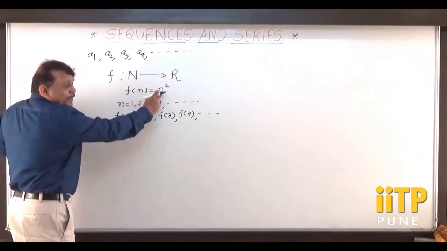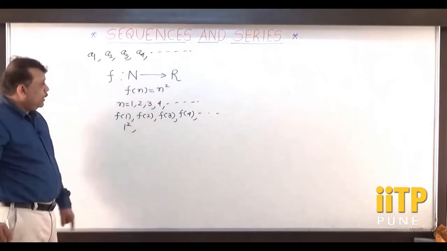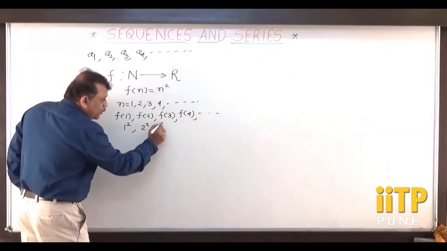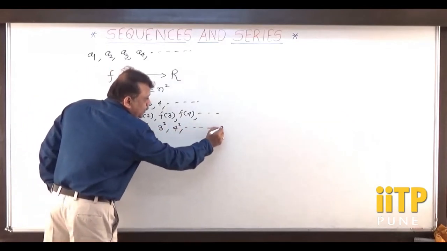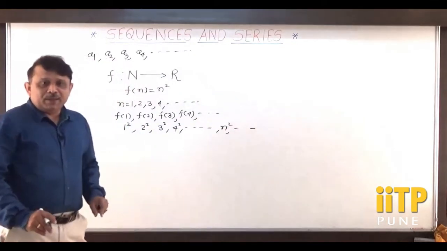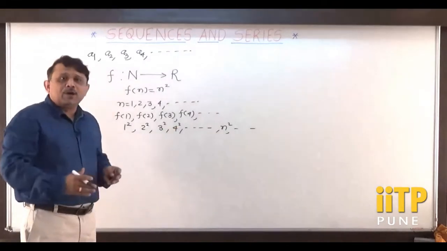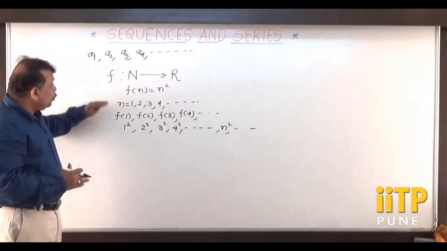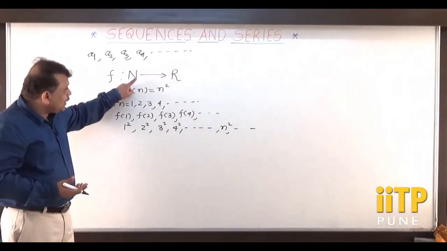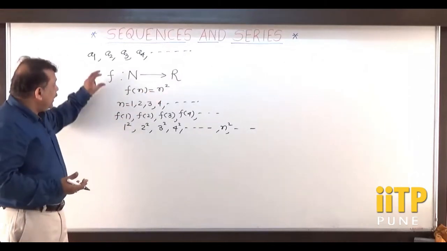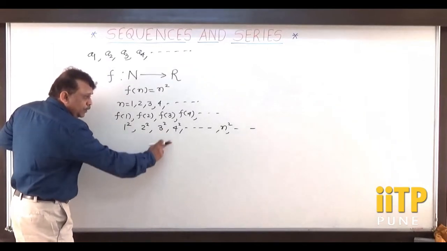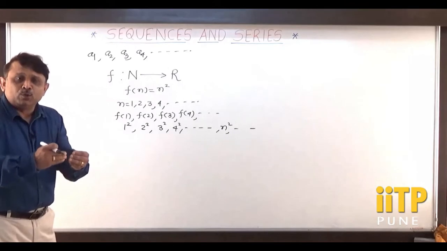f of 1 by this rule is 1 square. f of 2 is 2 square. f of 3 is 3 square. f of 4 is 4 square. In general, you have n square. As we know, this kind of arrangement of numbers in a row is called a sequence. Therefore, one can look upon the sequence as a function also, because every natural number is related with its square. Hence this is the first term, this is the second term, this is the third term, this is the fourth term, as I put n equal to 1, 2, 3, etc.